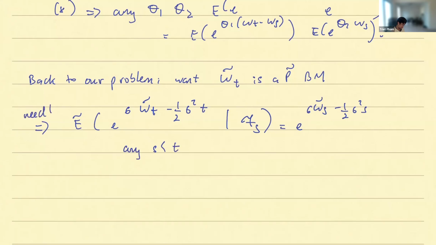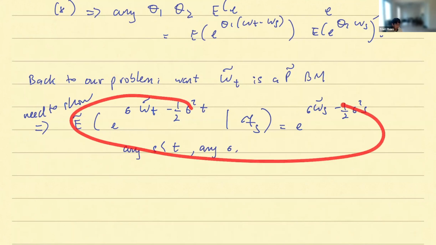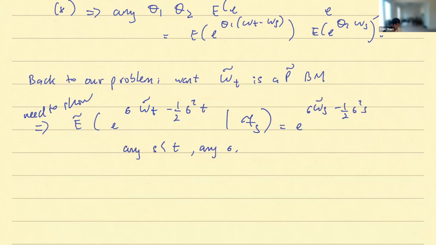Need to show this for any sigma. Meaning that if we can show this, then we will have the conclusion that this is a P tilde Brownian motion. Is that clear? So we have reduced our problem to that. Any question?